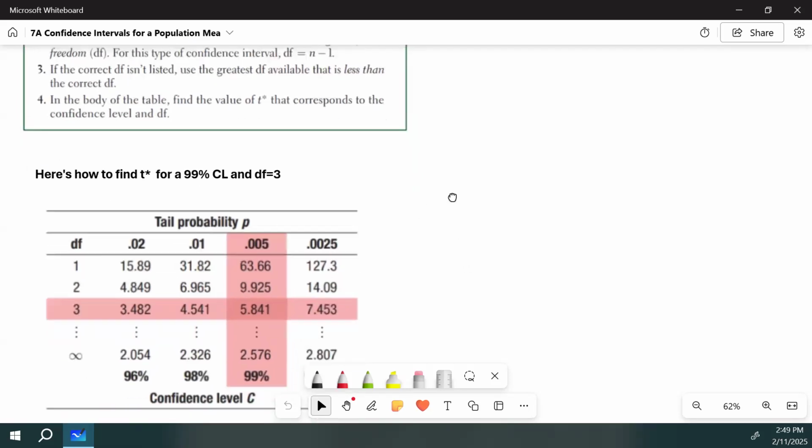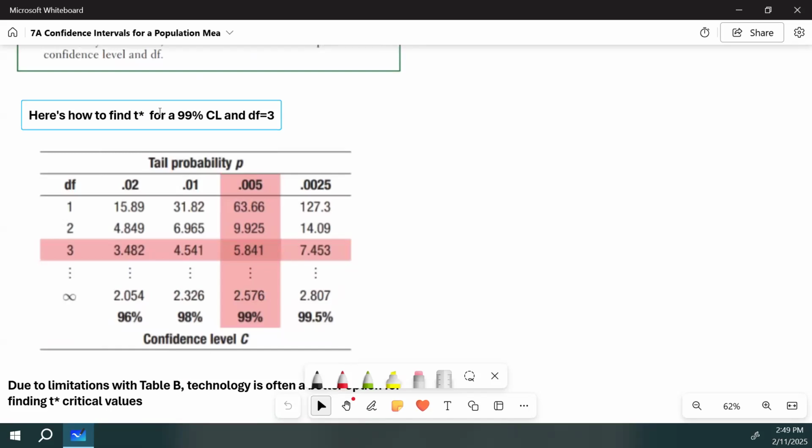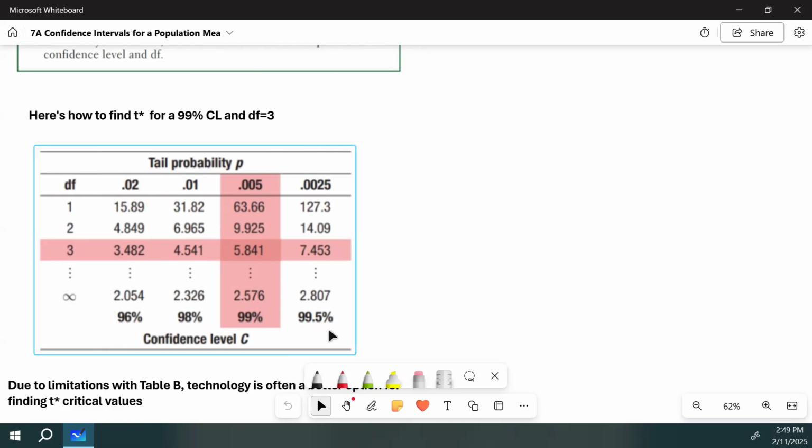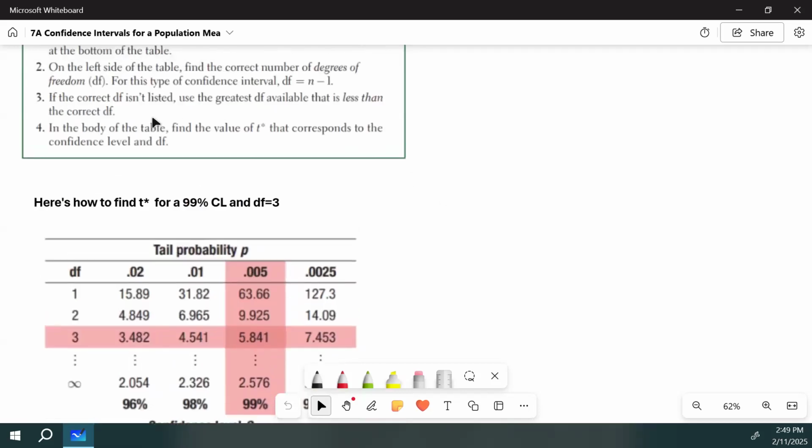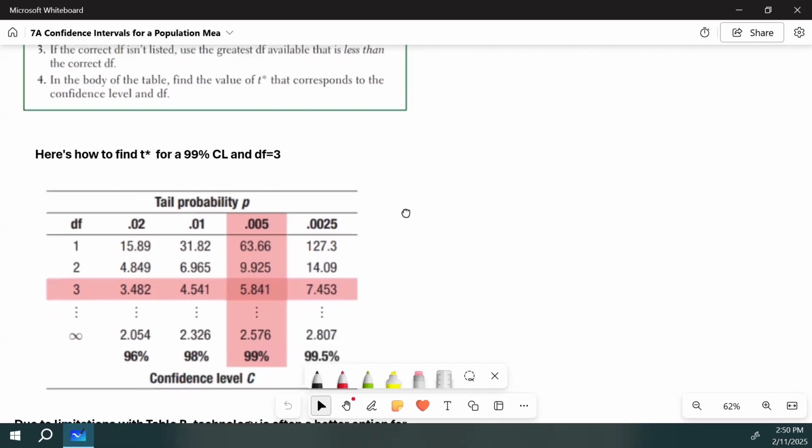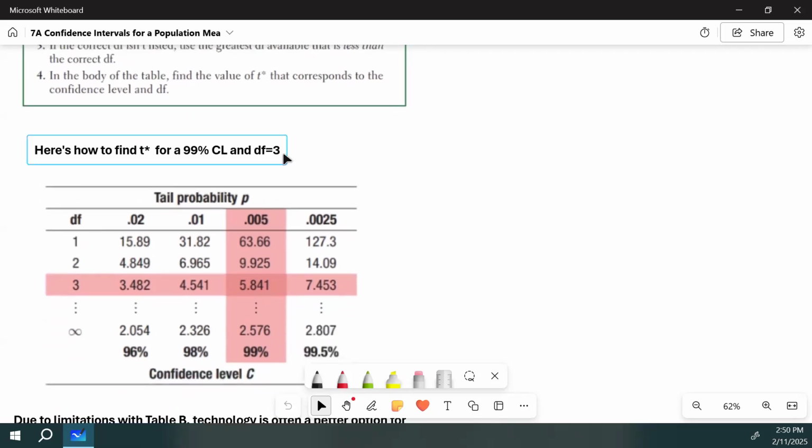And what I have highlighted here is how we're going to find the T star critical value for a 99% confidence level where the situation has 3 degrees of freedom. So we find the 99% confidence level. Then on the left side of the table, find the correct number of degrees of freedom. Degrees of freedom is n minus 1, where n is your sample size. We already told you that degrees of freedom are 3, so you don't have to subtract 1 from that.